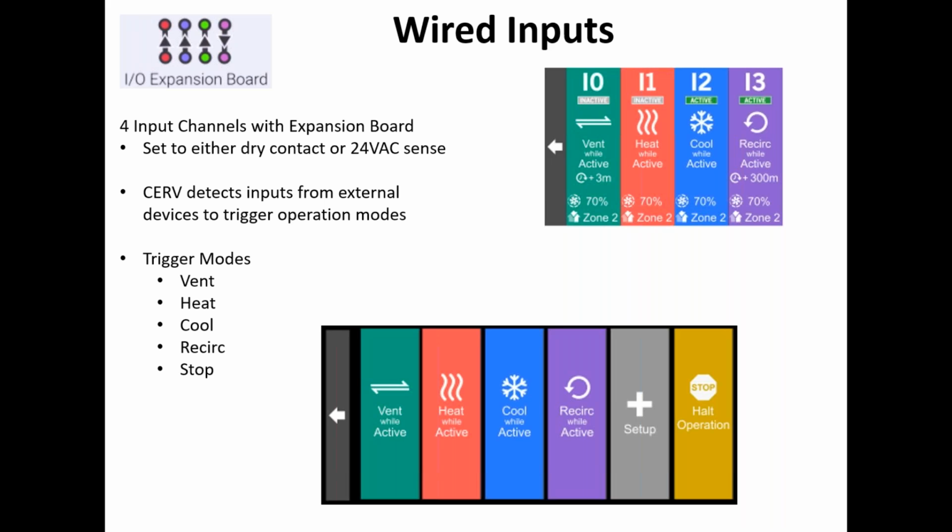So the functionality for the inputs: you can do ventilation, you can do heating, you can do cooling, you can force the unit to recirculate, or you can halt operation. So these are triggers from external devices and you want to tell the CERV to do something specific based on whatever, these are the things giving you that sort of capability.